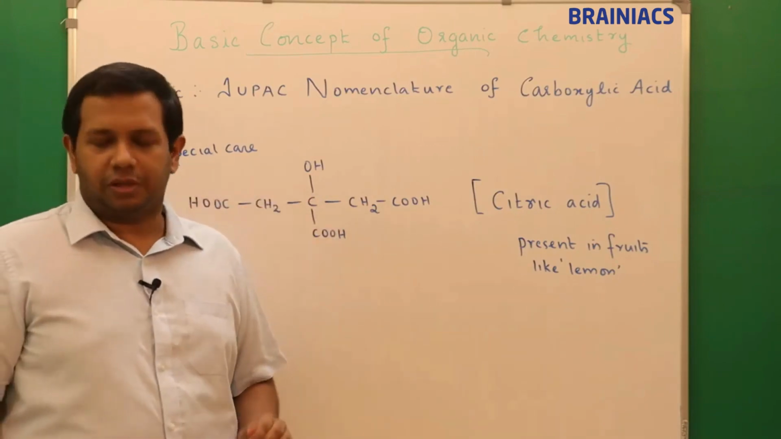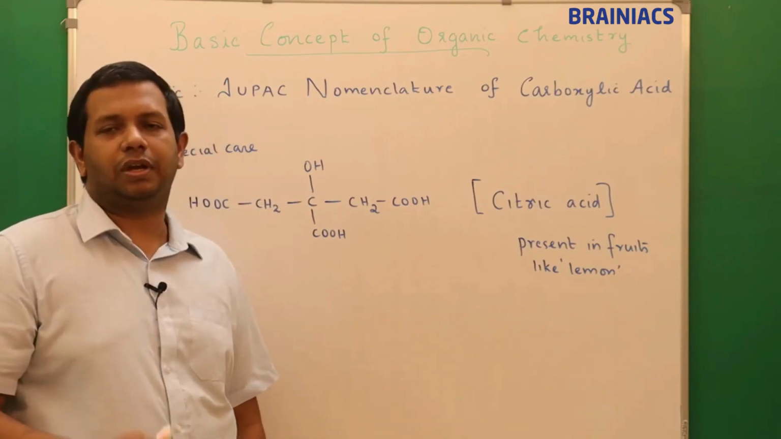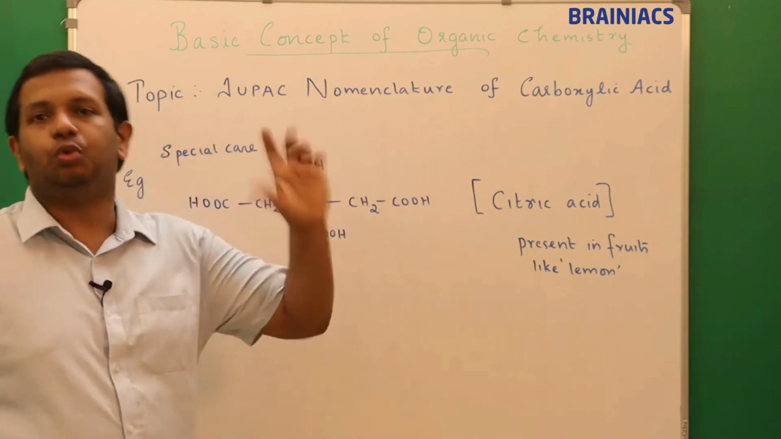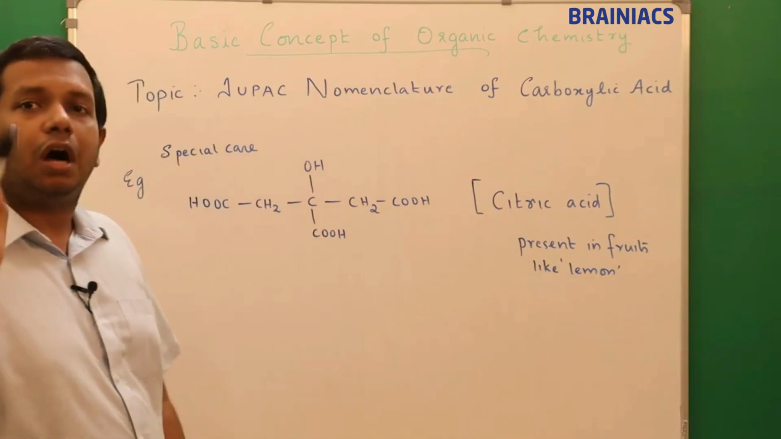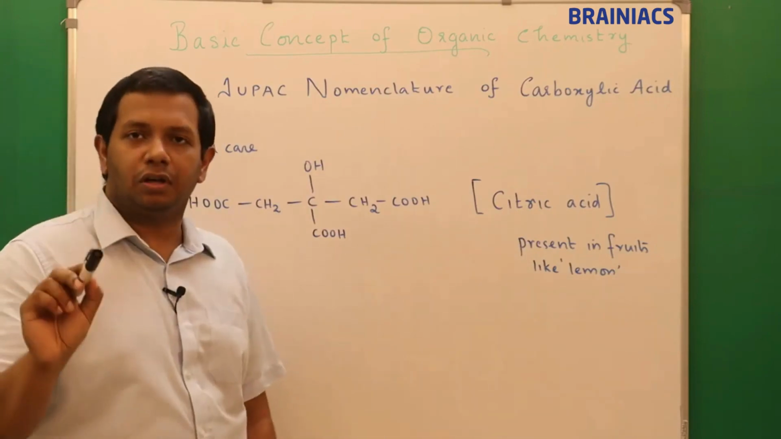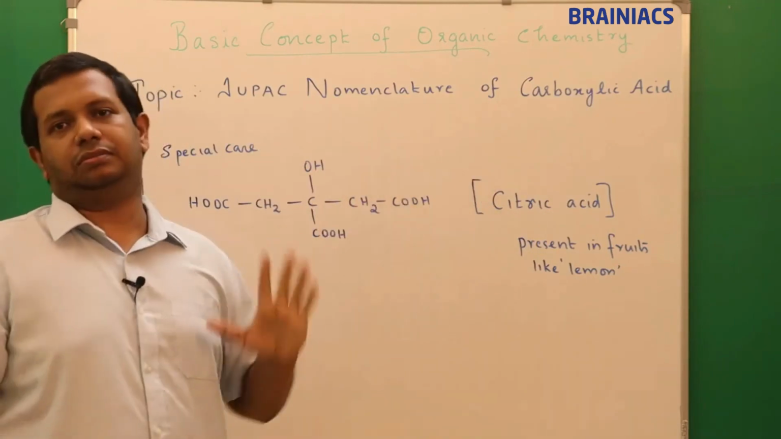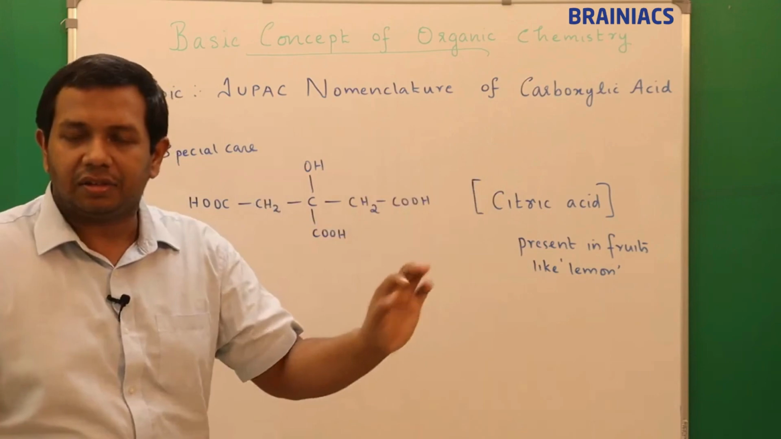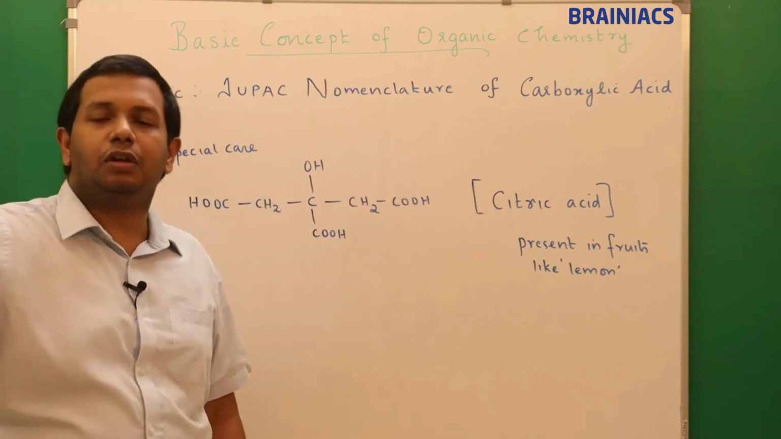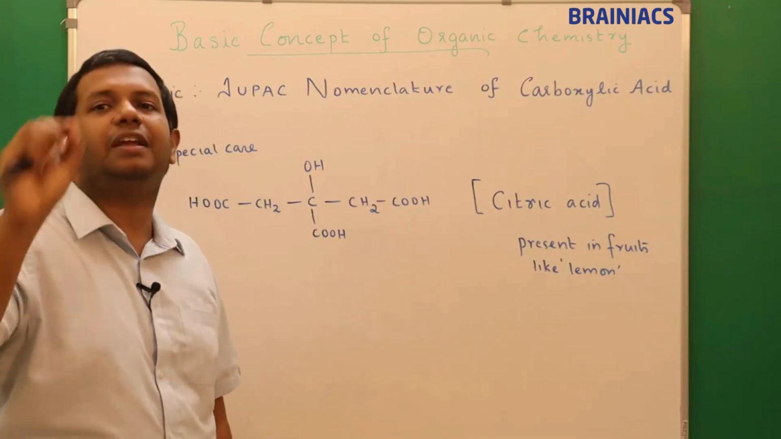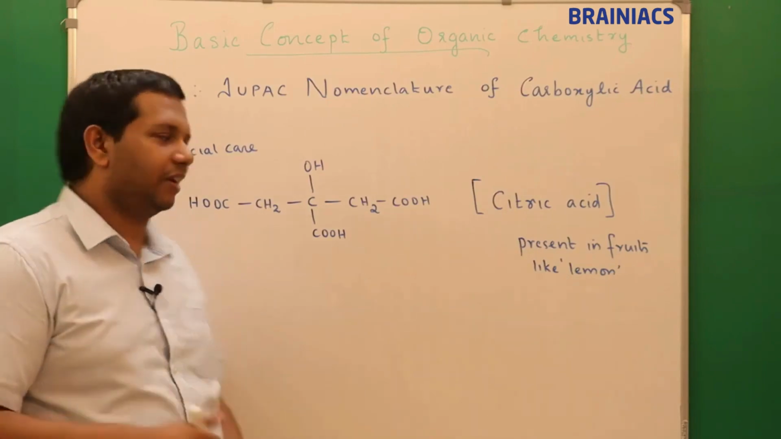The special rule states that if more than 2 carbon containing functional groups, very important, please listen, are part of the parent carbon chain, in that case not even a single carbon of that functional group is included in the parent chain. I hope you didn't understand. I will write it out.